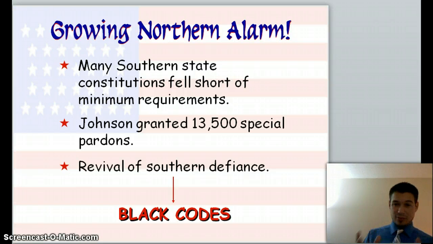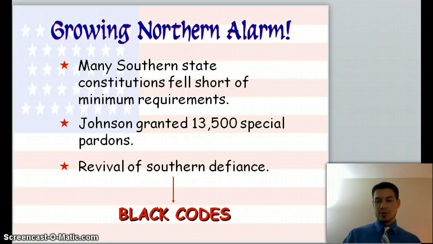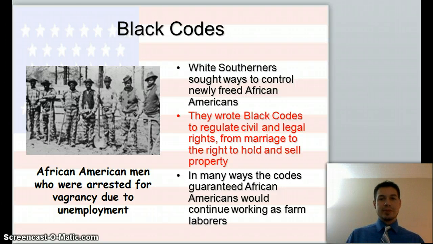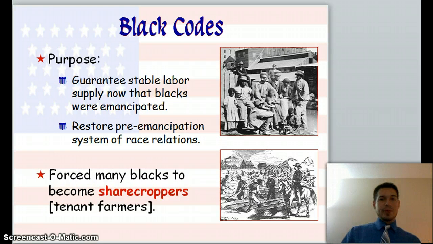And the North starts growing with alarm with the Black Codes. Black Codes were to regulate civil and legal rights, from marriage to the right to hold and sell property, for African Americans. It is one of those things where African Americans were looking to get equal rights, and they were getting it. Now, the purpose was to guarantee a stable labor supply now that blacks were emancipated and restore the pre-emancipation system of race relations. This actually forced many blacks to become what we call sharecroppers or tenant farmers, where they're going to go ahead, well actually we'll get into that in a minute.